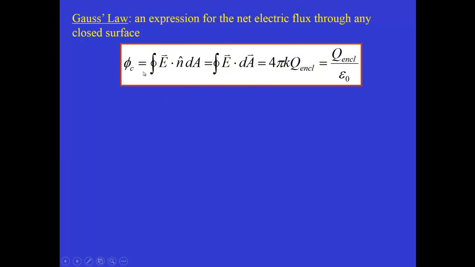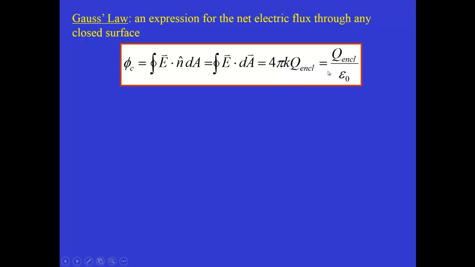So the flux phi through a closed surface, we indicate that on the surface integral by putting a circle on the integral sign. That means the surface that we're integrating over is a closed one. One way to write that is E dot n hat dA, the other way is E dot dA, and that's the way that I will normally write that in class. But it's not just any old surface integral, it's an integral over a closed surface. And Gauss's law says that that is equal to 4 pi times the Coulomb constant times the net charge enclosed by the surface.